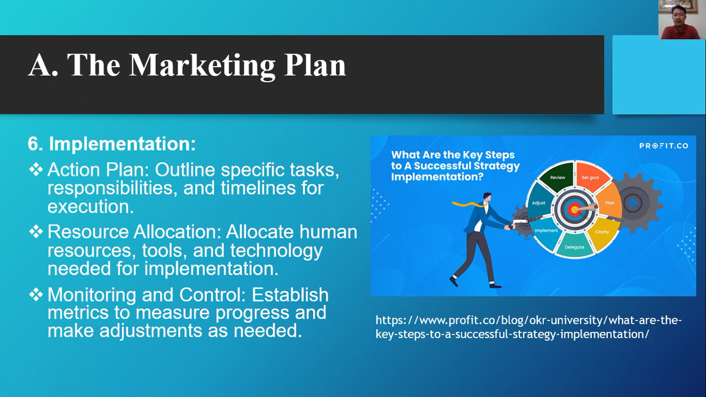And then in your resource allocation, allocate human resources. If you have people under your organization, your tools, who will be the one to handle these tools, the technology needed for implementation. So these are the things that you need to consider. And then monitoring and control. You need to establish metrics to measure the progress and make adjustments as needed. So that's part of your monitoring and control. These are the things that you need to consider as you are now implementing your plan.